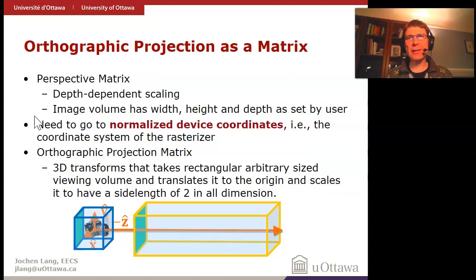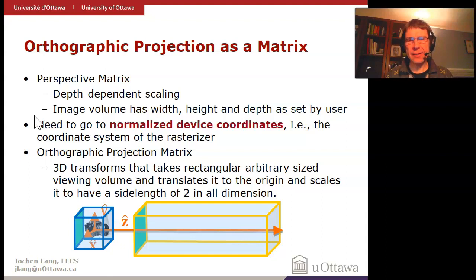So what we have to look at, therefore, to understand how we get from our frustum into the canonical viewing volume, also called normalized device coordinates, is to look at how this rectangular area gets into that canonical viewing volume. Now, the canonical viewing volume is a volume centered at the origin with a side length of 2.